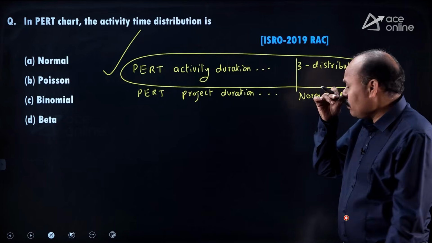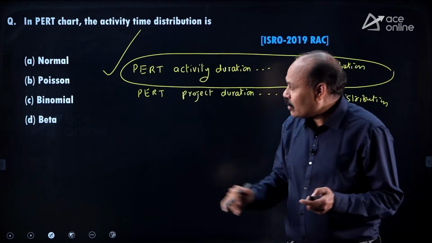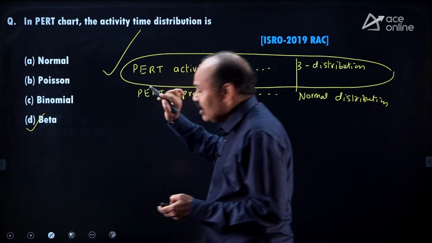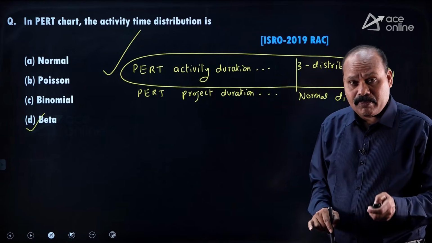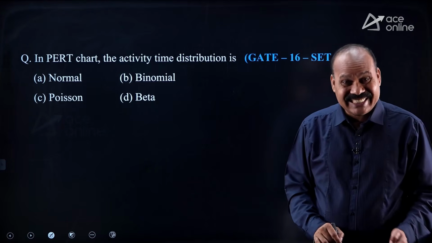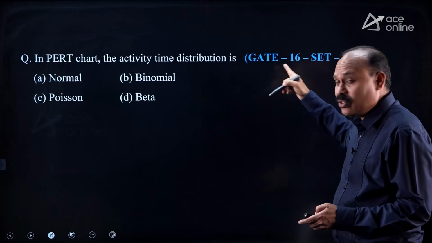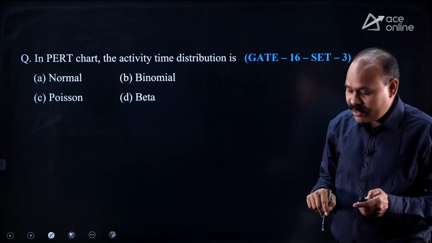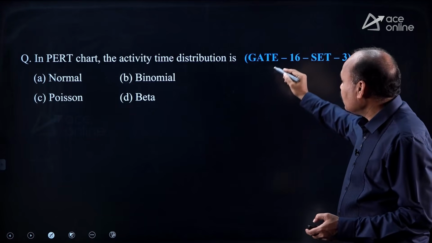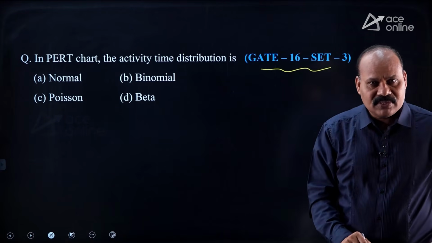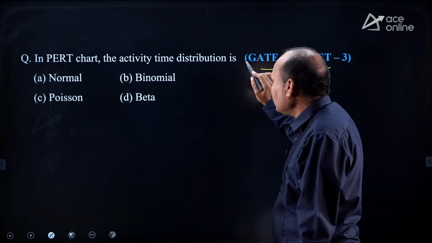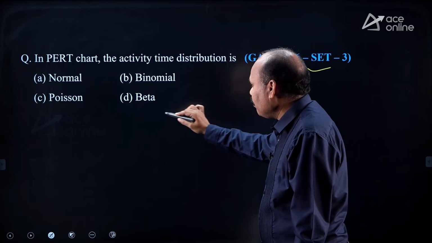Okay, now this question from ISRO 2019. See the options: normal, Poisson, binomial, beta. Answer is option D. Same question you can find in GATE papers. Just see this question from GATE 2016 set 1. What about this question? ISRO 2019 paper. In the GATE 2016 question paper, in a PERT chart, the activity time distribution is normal, binomial, Poisson, beta.